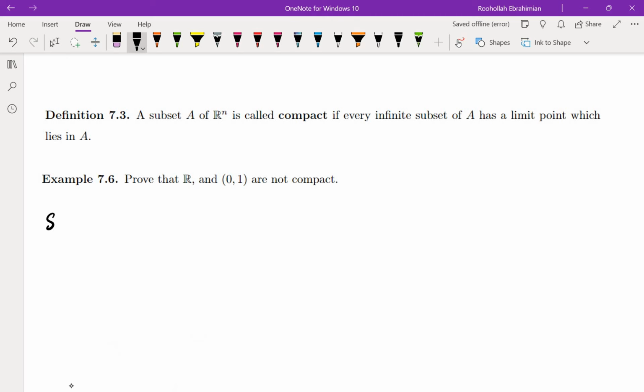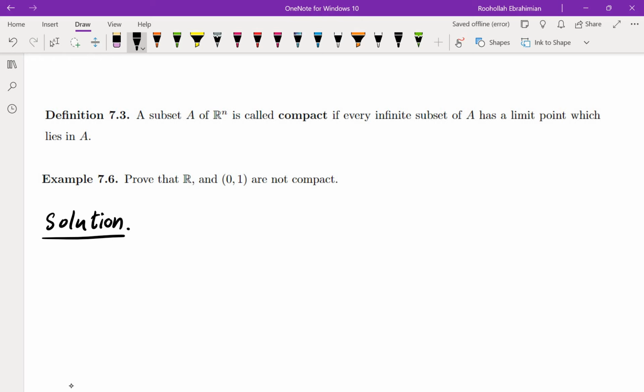So we have two sets, R and (0, 1). We want to show these are not compact. So let's think about what is the negation of this statement. If you want to show something is not compact, you will have to find an infinite subset of that set that either doesn't have a limit point, or it has a limit point but is not inside the set, or in fact all of its limit points are outside of the set.